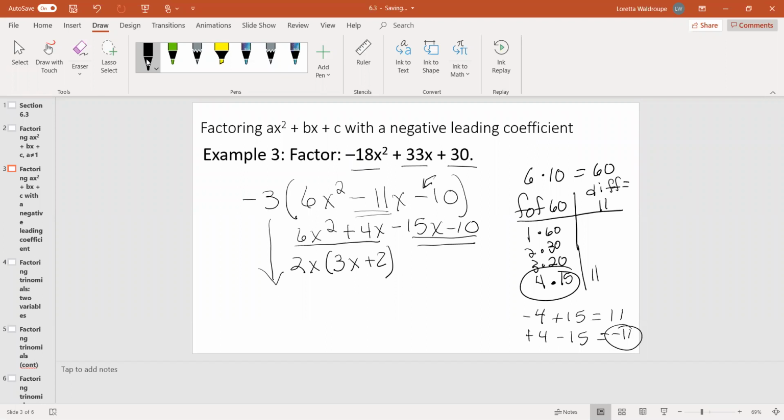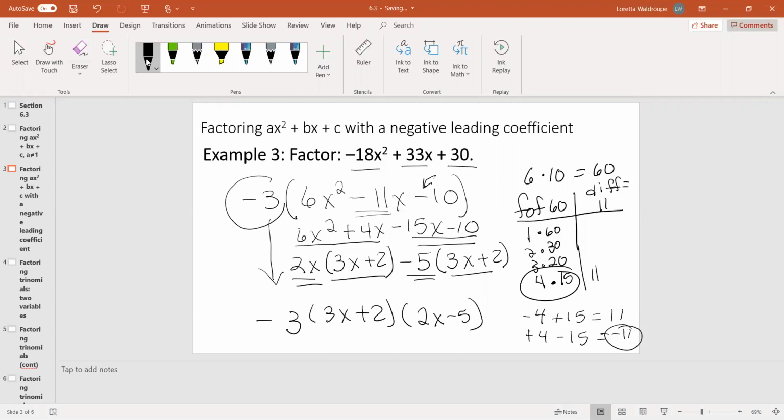In the second two, 15 and 10, I have a 5 in common. And since my first term is negative, I actually want to do negative 5. Divide by negative 5 leaves 3x plus 2. Now I can see my 3x plus 2 in common. And if I take it out, I'm left with the 2x minus 5. But I've got to remember to bring my negative 3 that I factored out from the beginning into my final answer. Okay?